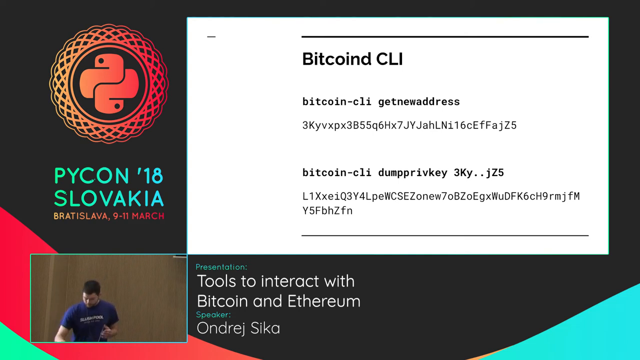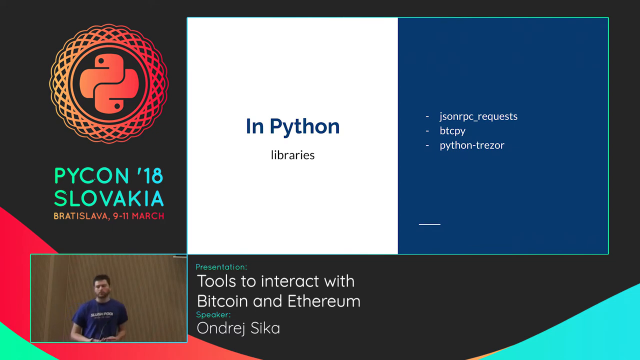but it's not the best option to interact with it in Python. We have some libraries in Python. The main problem of most libraries in Python is that they are not actively maintained. There are many libraries, but few of them are actively maintained. One is BTC Pi, a Bitcoin library, and Python Trezor, which is for interacting with a hardware wallet in Python.